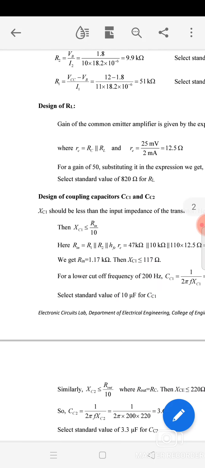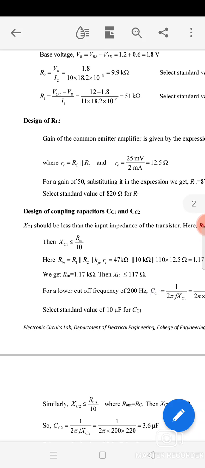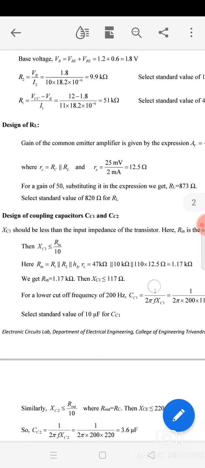Next, design of RL, the load resistor. How to get the load resistor value? You won't get it by yourself. With the support of the other elements, we get the load resistor value, and implementing that component value in place, we get a good output response.